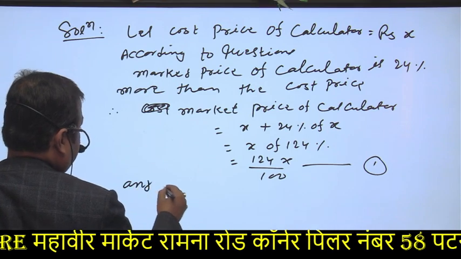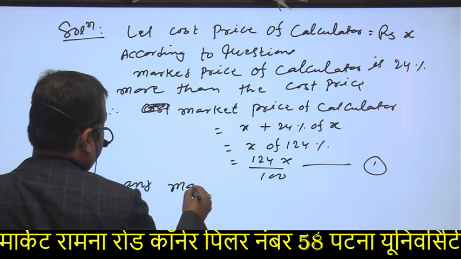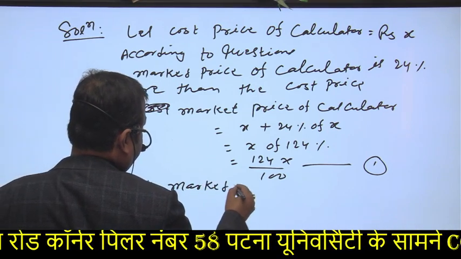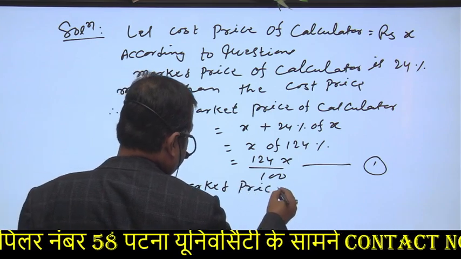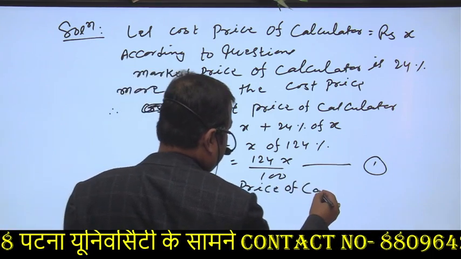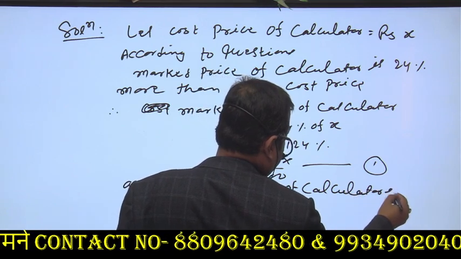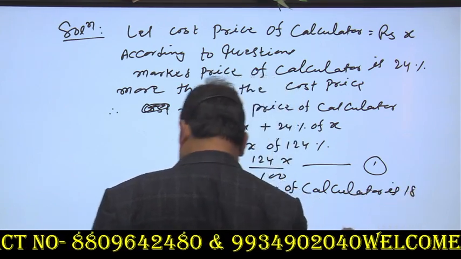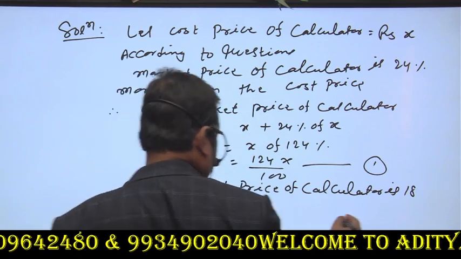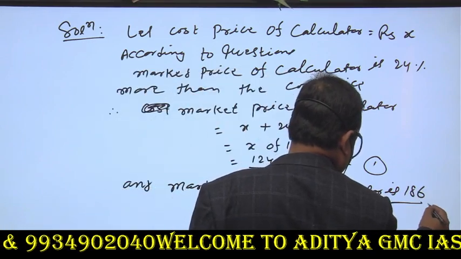And marked price of calculator is 186. This is equation number 2.